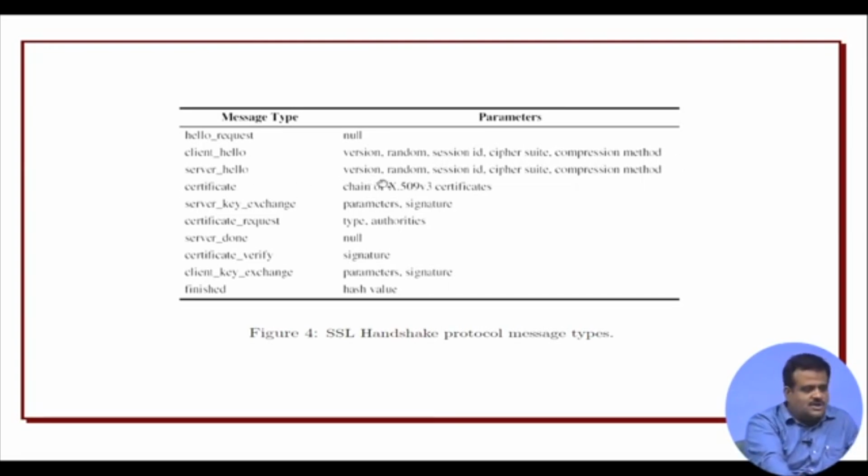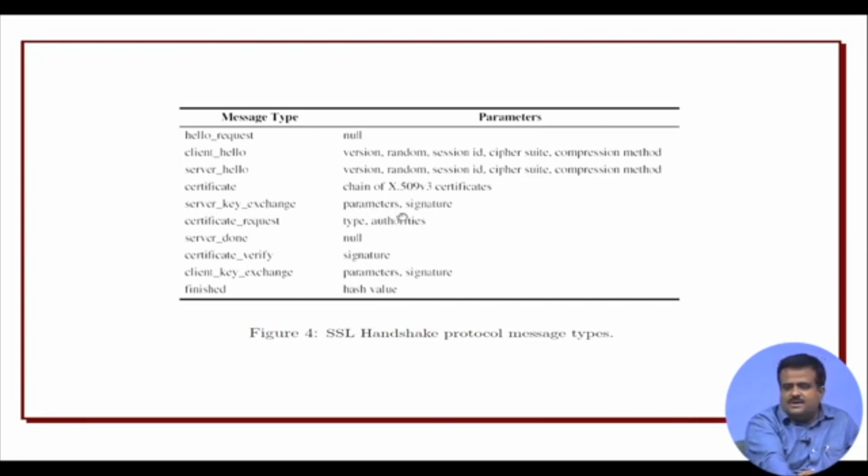So, here also version, random or session ID, compression method, and certificate. Certificate means we should use some standard certificate. That is the standard X.509 v3. This is a chain of X.509 certificates, and then the server key exchange.